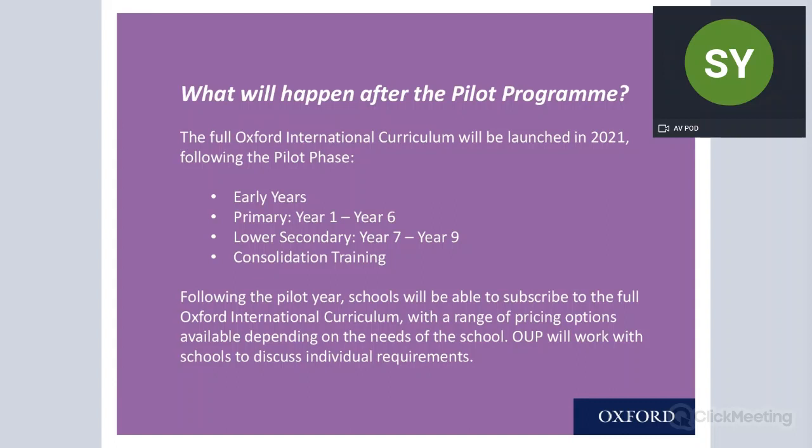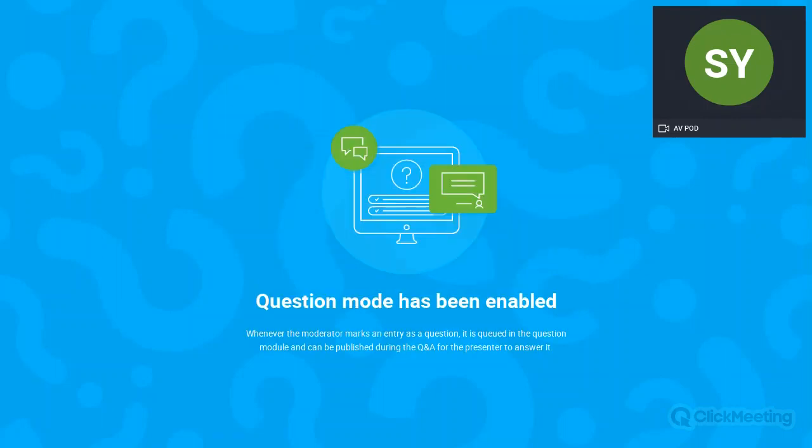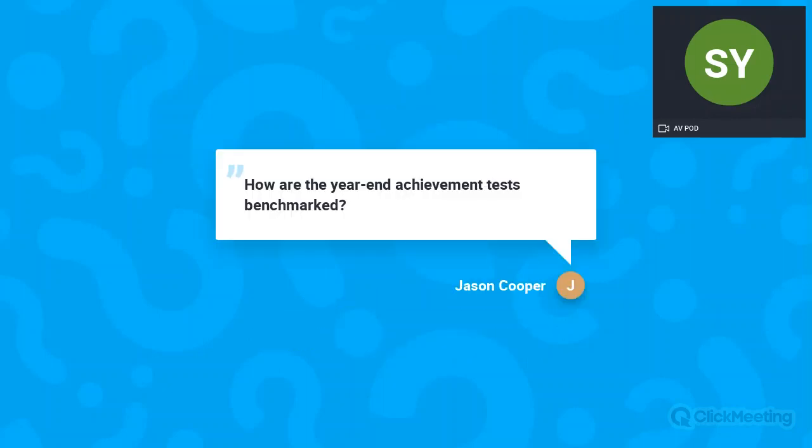Let's take a look at some of the questions that you've been adding into the chat box. So we looked at Lisa's question on how other subject teachers can be involved. Let me check a question on assessment. I'm going to hand this question over to Matt Davidson, and the question is from Jason. So how are year-end achievement tests benchmarked? Matt, over to you.